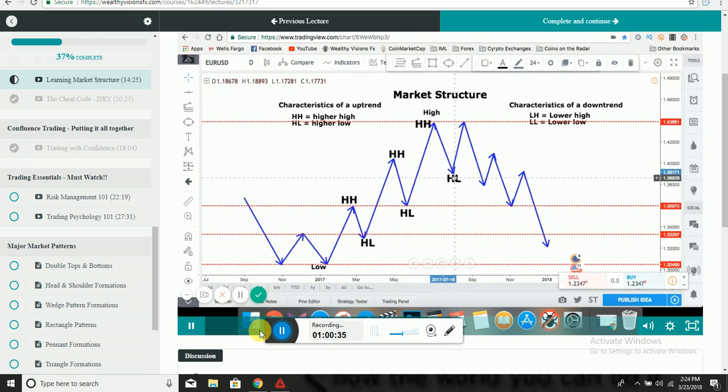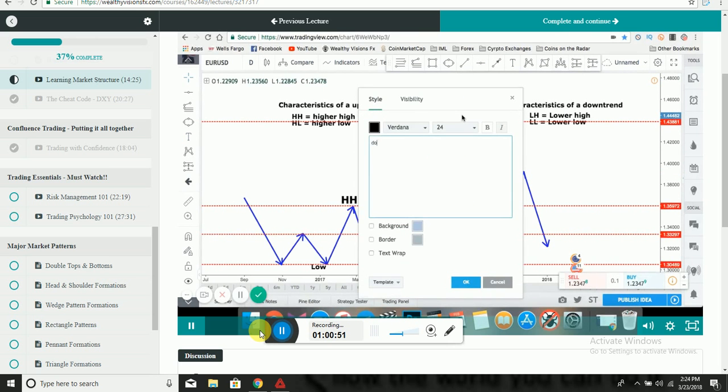Okay, now let's keep on marking this off, right? So we got the higher high, and then we got a double top, right? It's a double top formation, which was never broken, right? It didn't break that high.